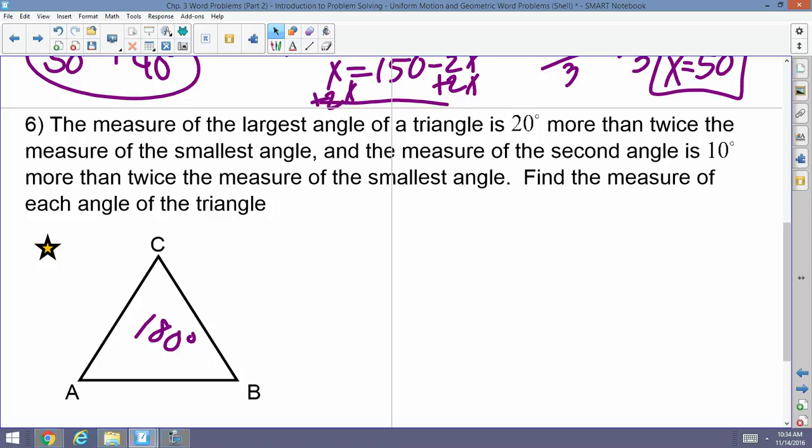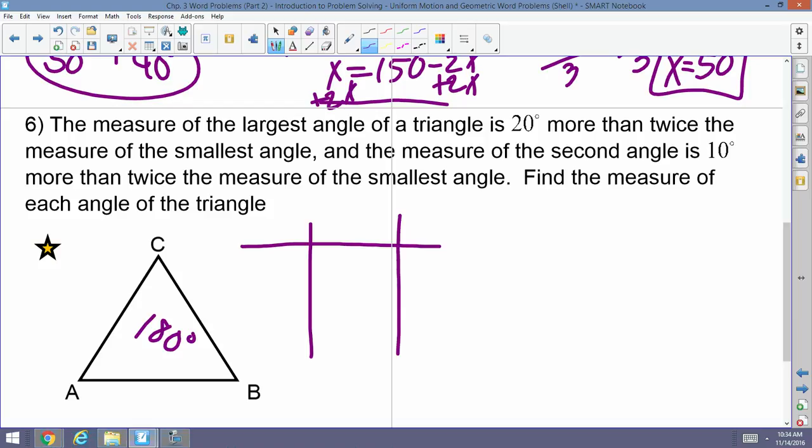You with me there? Okay, now, that being said, the measure of the largest angle of a triangle is 20 degrees more than twice the measure of the smallest angle. We're talking about angles here, so I'm going to make me a little table, guys. They're talking about smallest and largest, so I'm going to go large, middle, and small. Because if there's a large angle and a smaller angle, then there has to be a middle angle. What do we know nothing about?